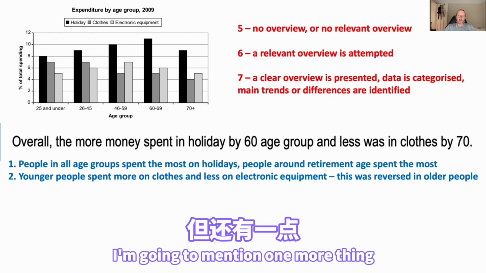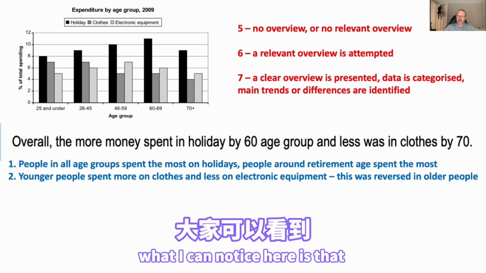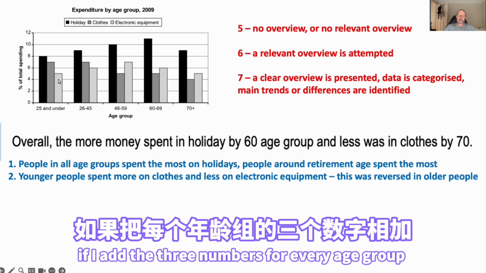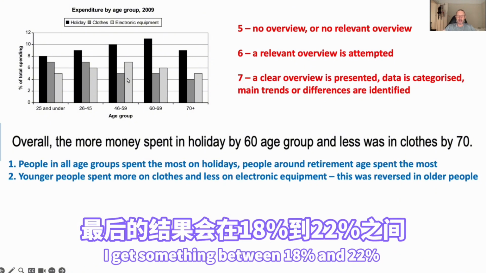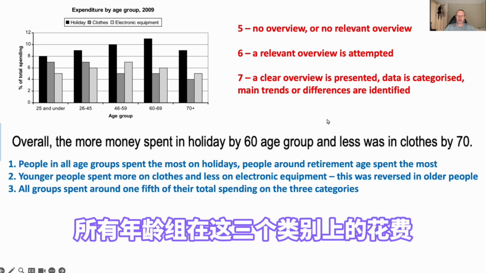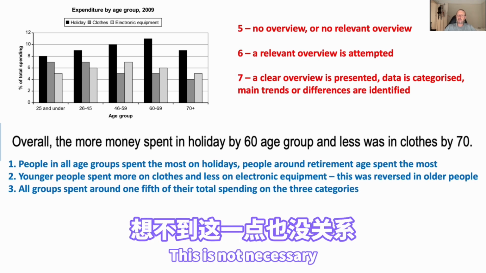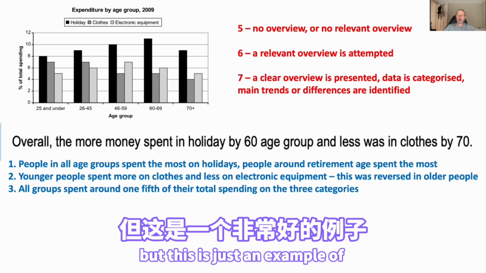I'm going to mention one more thing. If I do a little bit of mathematics, what I can notice here is that if I add the 3 numbers for every age group, I get something between 18 and 22% for all of them. So I could say something like all of the age groups spend around 1/5 of their total spending on the 3 categories. This is not necessary, but this is just an example of a really nice overview comment.